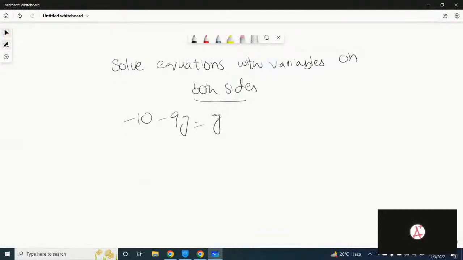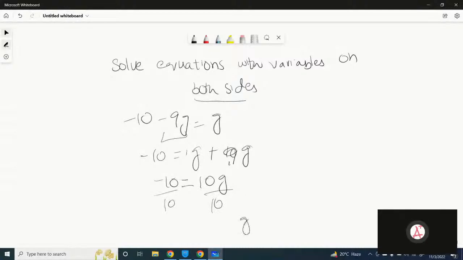So now you have to shift the variables on one side. Got it? Either you can shift on the right or you can shift on the left. So I'm going to shift that negative 9g to the other side so that it would be positive. So it would be g plus 9g. So 9 plus 1 is 10, so it would be 10g. You have to find the value of g only, so divide both sides by 10. So it would be g equals negative 1. Got it?